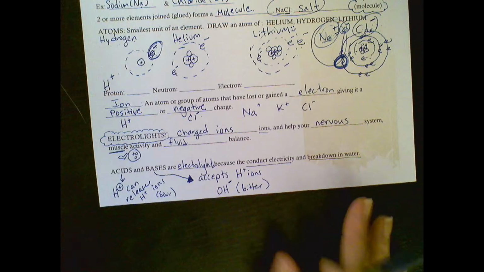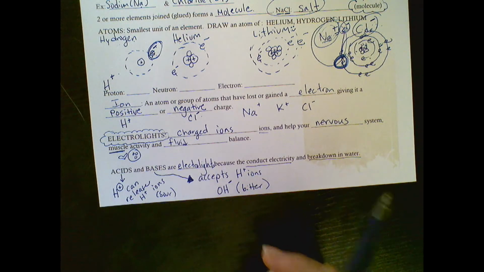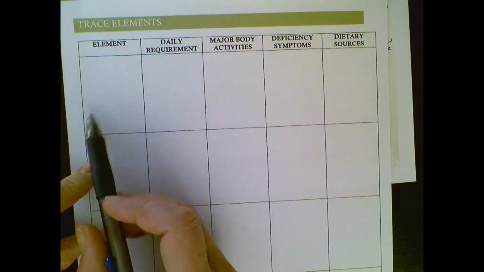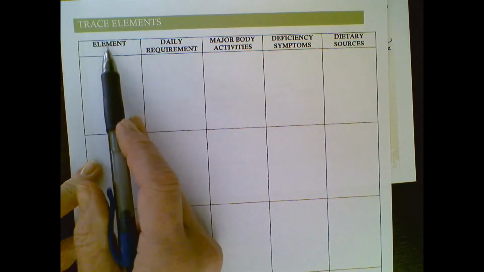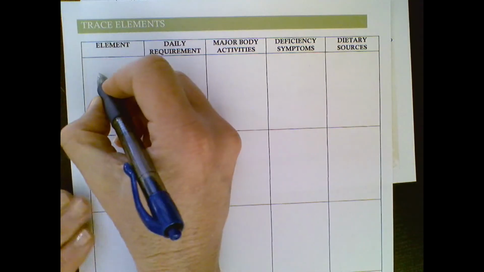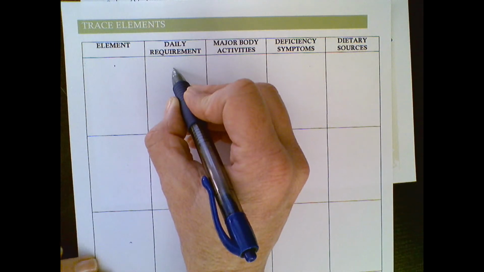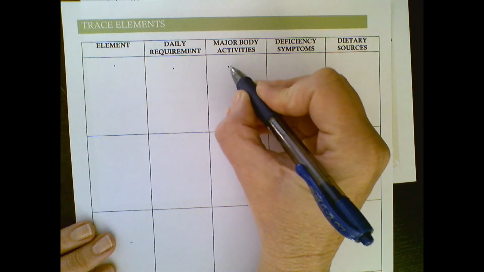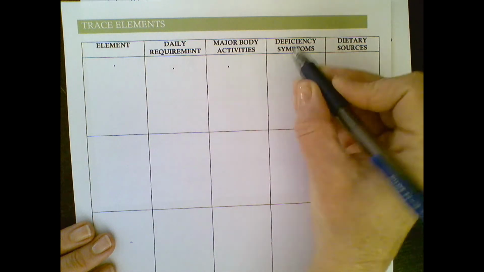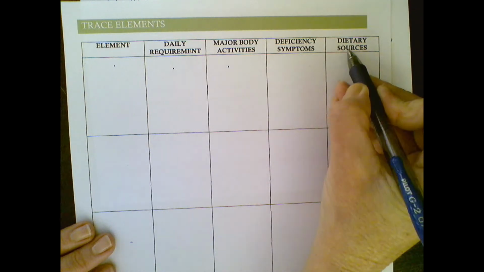All right. So what you have is this page, and you are going to look on Schoology. It tells you trace elements. There's 1, 2, 3, 4, 5, 6, 7 maybe. And you're going to be taking some notes. What's the name of the element? For example, iron. How much are you supposed to eat every day? What body activities does it help you do? So like iron, it might be all your muscle activities. If you don't have enough of it, what happens to you? What's a symptom if you don't have enough iron? And I want to know what food you can eat to get that iron.